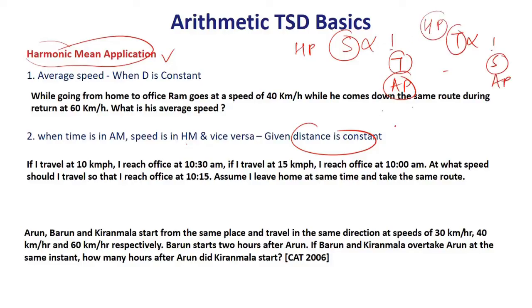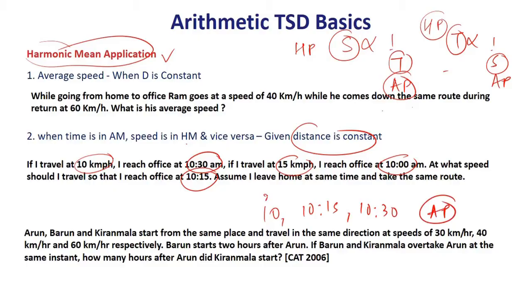Let's understand this concept and let's apply it. If I travel at 10 km per hour, I reach office at 10:30. If I travel at 15 km per hour, I reach office at 10 am. At what speed should I travel so that I reach office at 10:15? Very simple. You see the time here: 10, 10:15 and 10:30. The time is in AP, right? In the first case, let's say you are taking X minutes. Second case, you are taking X plus 15. Third case, you are taking X plus 30.